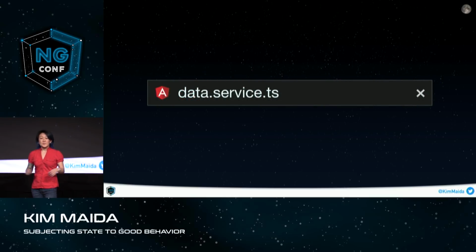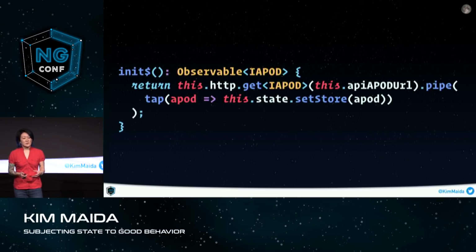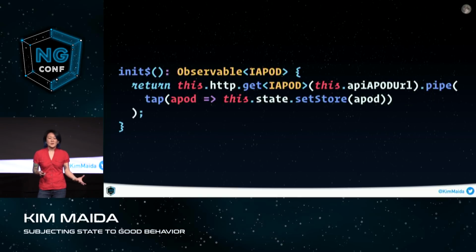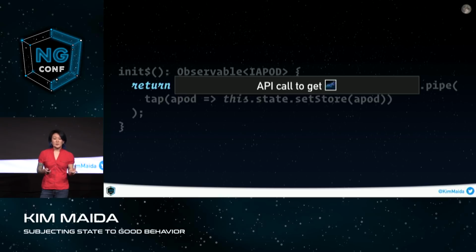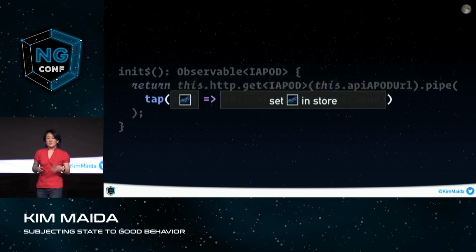That's actually it for my state service. Now my data service is the only thing in the application that interacts with the state service. And it's going to do some things. It's going to have an init method that returns an observable. It's going to make the API call to the NASA API. And then once it's got that data, I'm just going to run a side effect to take that data and set it in the store.